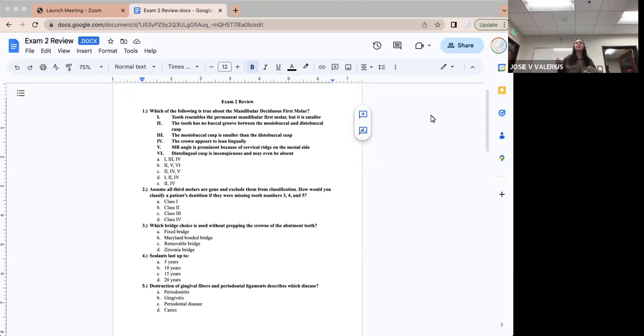Also, this is a really good reminder for this exam. Go back and make sure you have your tooth numbering systems down for both the permanent and deciduous teeth, because that will pop up.